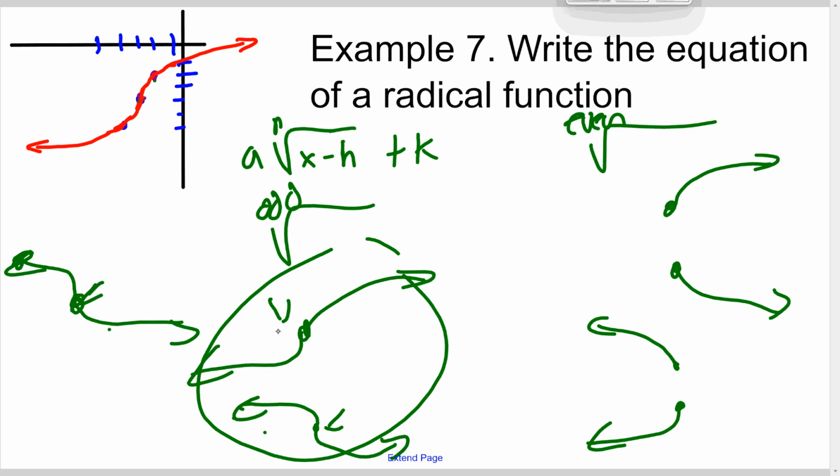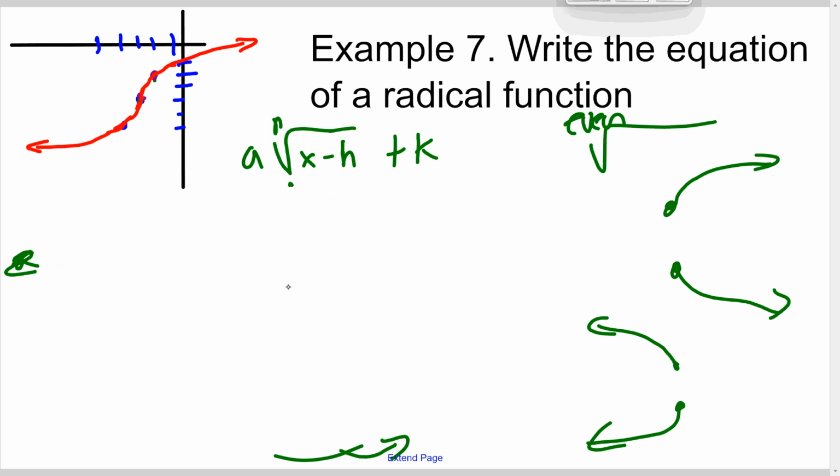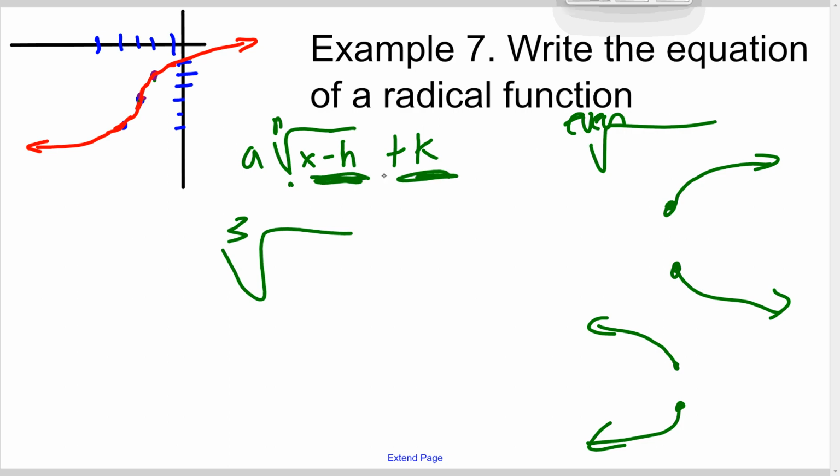All right, so let's go ahead and clear this ink from this. There we go. Okay, so we know that ours is an odd root. And since we're only doing cube roots, we know this is going to be the cube root. So we know it's going to be a cube root. Now we need to find that central point. What's that central point? Well, that one's right here.